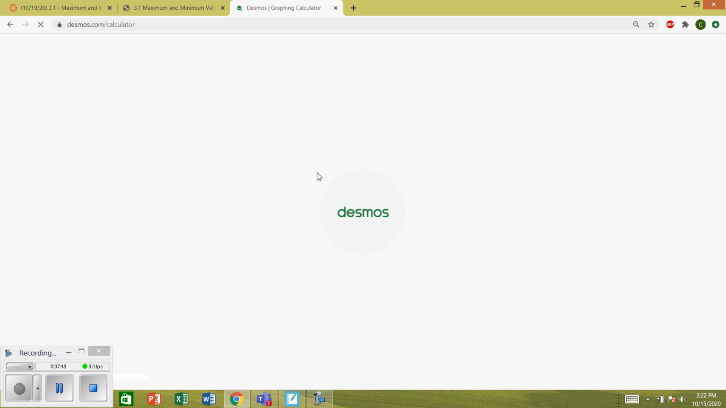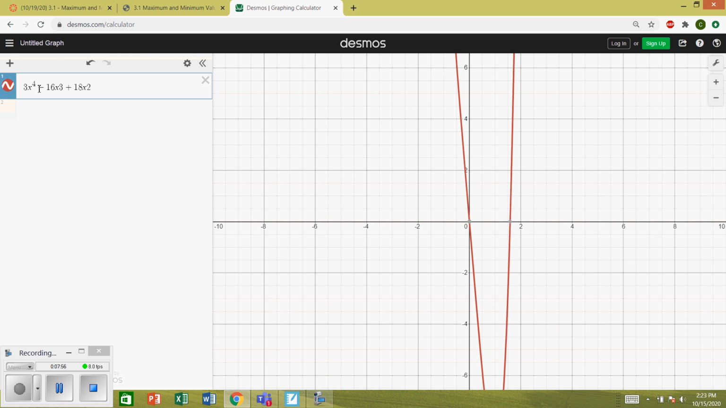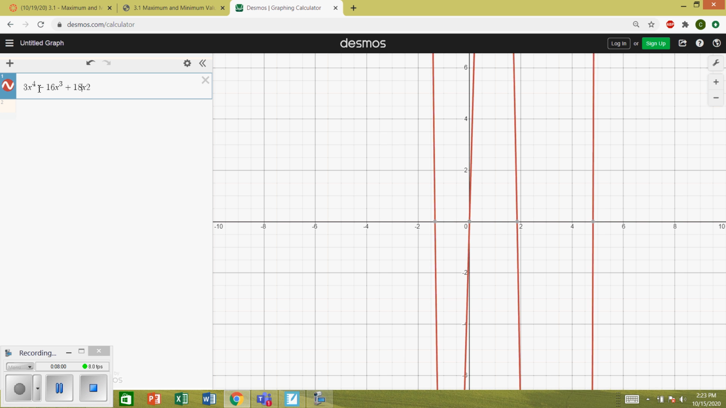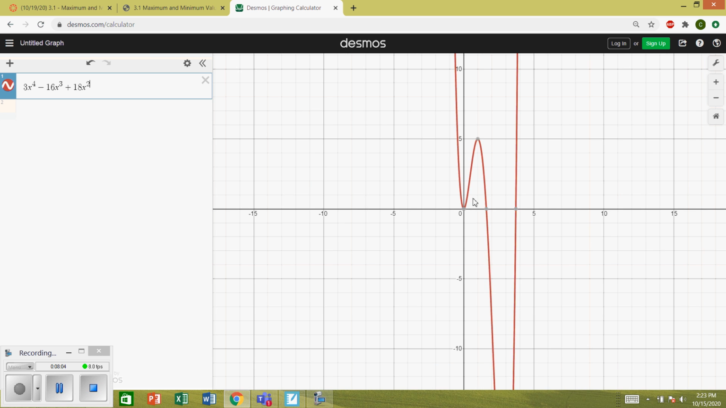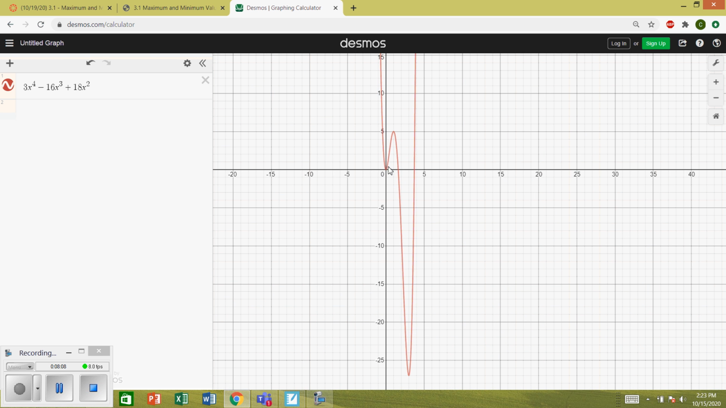I'm not testing us on finding these values yet, but let me graph it. So this is what my graph looks like. We have some stuff going on here. It looks like we have a point here at 0, 0, a point here at 1, 5, and a point down here at 3, negative 27.